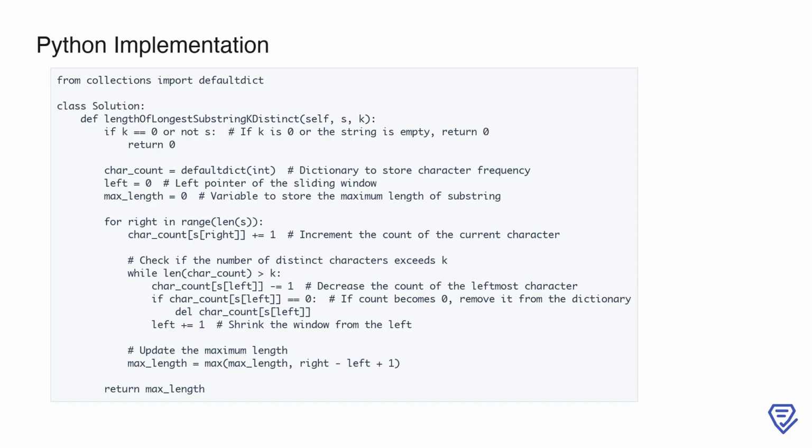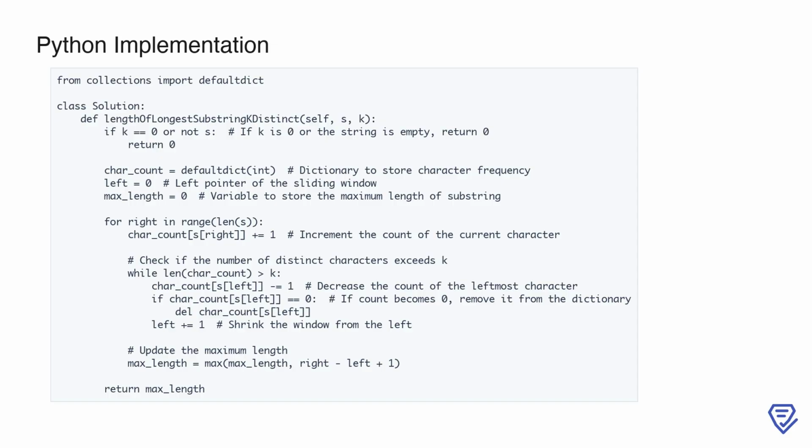The left pointer initializes the start of the window, while right iterates through the string. As the right pointer moves, the count of the character at s[right] is incremented in char_count. Whenever the number of distinct characters in char_count exceeds k, the while loop is triggered to shrink the window from the left side. This is done by decrementing the count of the character at s[left]. If the count of a character becomes 0, it is removed from char_count to maintain only distinct characters in the window. The left pointer is then incremented to reduce the window size.